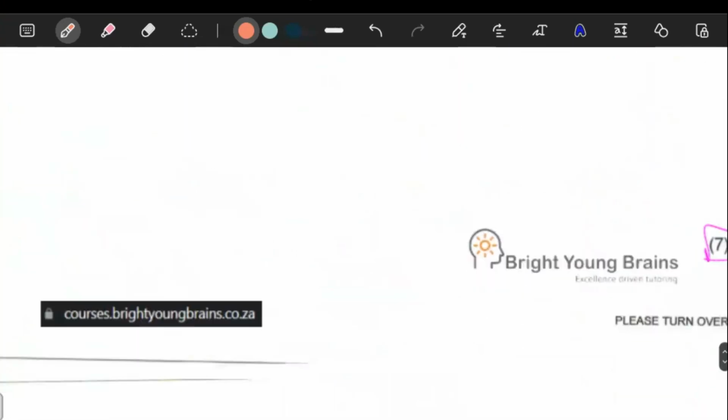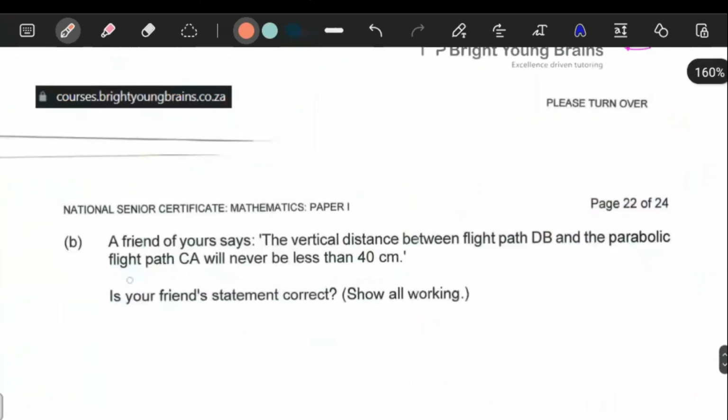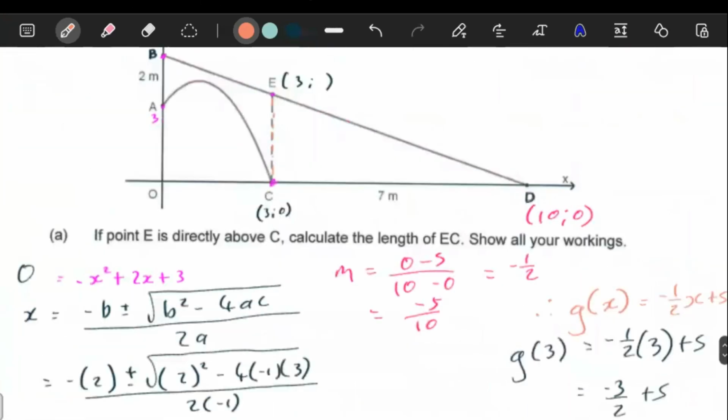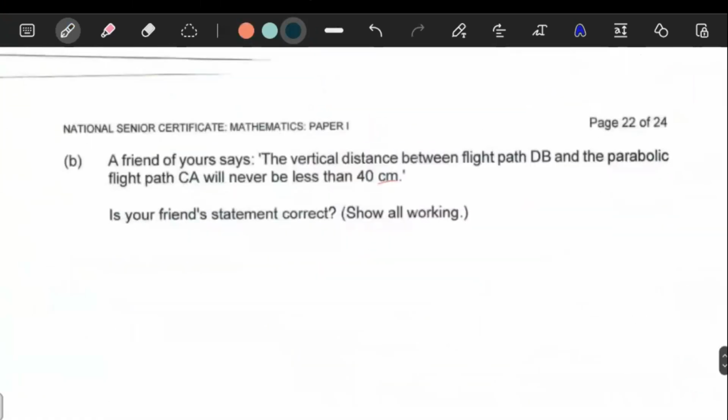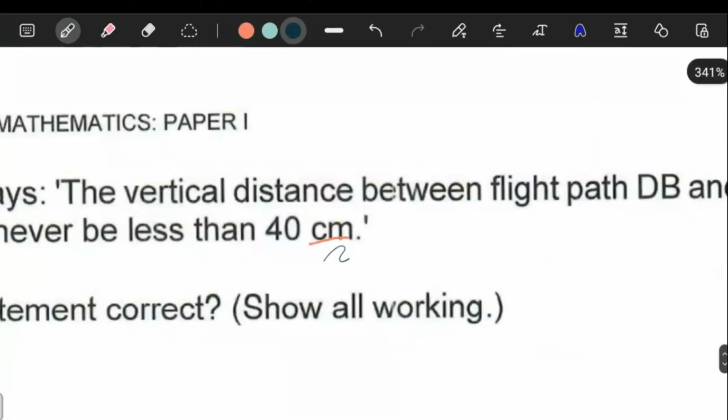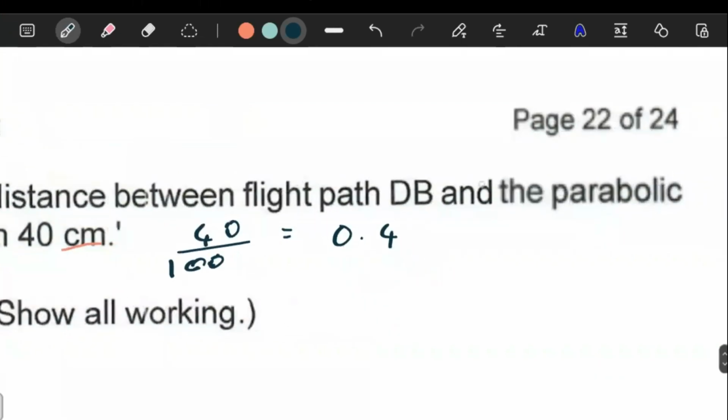Now they're saying we should show the path will never be less than 40 centimeters. You have to remember our dimension here is in meters. So 40 centimeters, we may want to put it in meters. From centimeters to meters, you have to divide by 100. So this is 40 divided by 100, which gives you 0.4 meters.